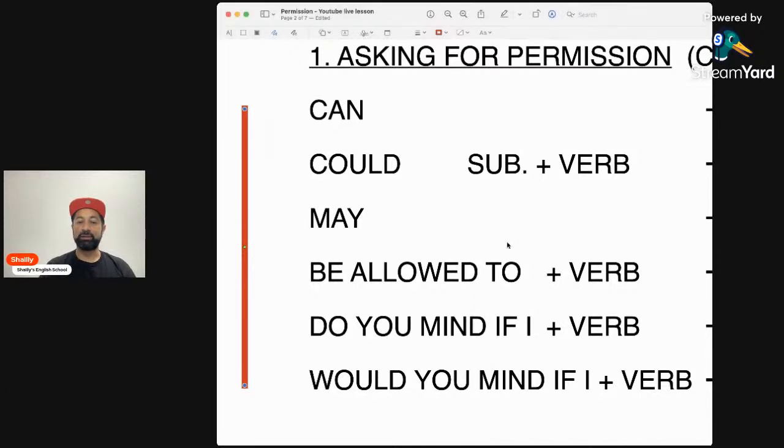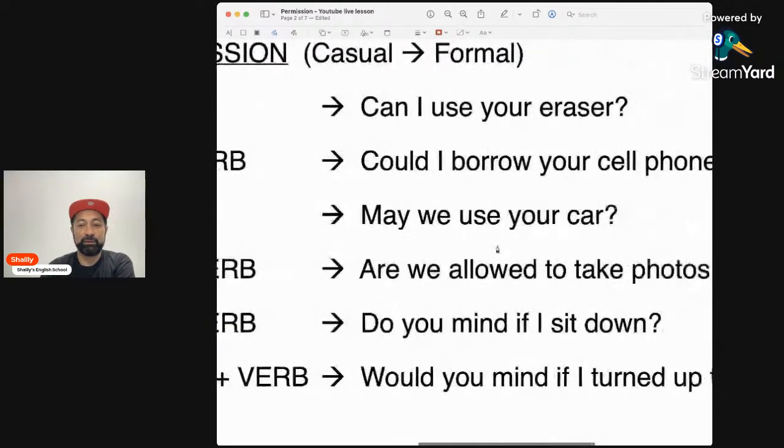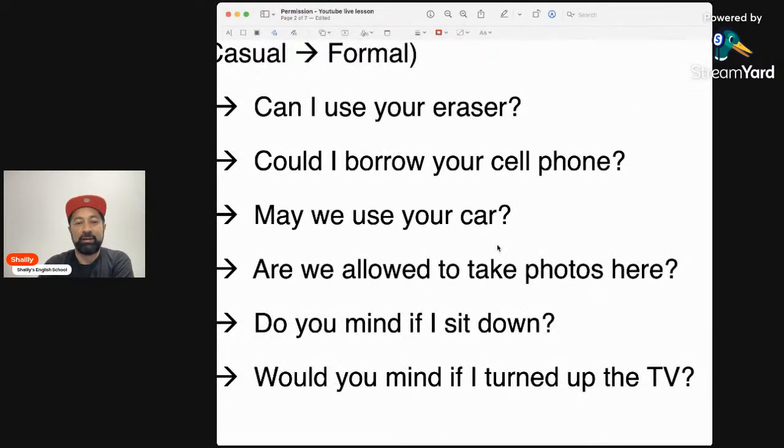So again, be allowed to is talking about rules. So let's look at the example question. It says, are we allowed to take photos here? So maybe I am at a museum. Maybe I'm in an art gallery and I want to take a photo, but I don't know if it's okay. I don't know the rules. So maybe I would ask a security guard, are we allowed to take photos here? Or maybe, am I allowed?